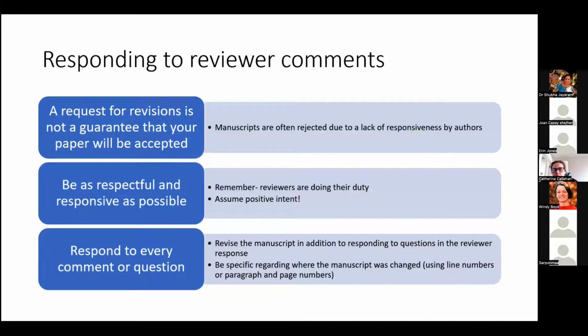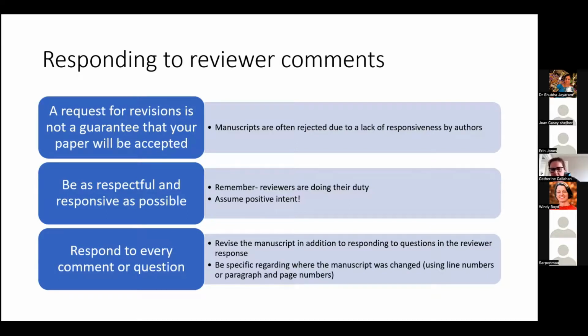So just a few notes about how to respond to reviewer comments and things to keep in mind. First, a request for revisions is not a guarantee that your paper will be accepted. Very often manuscripts are rejected due to a lack of responsiveness to authors. You should also be as respectful and responsive as possible. I know we all take our work very seriously and it can be easy to take things personally, but you should always remember that reviewers are doing their duty as peer reviewers. I've never seen a paper accepted on its first submission, and you should always just assume positive intent.